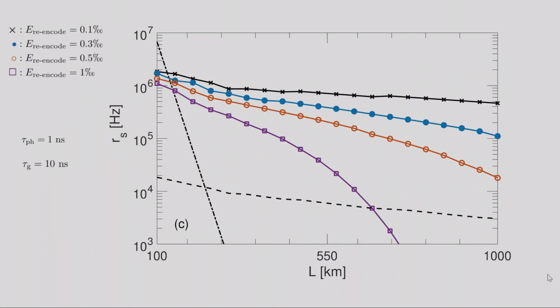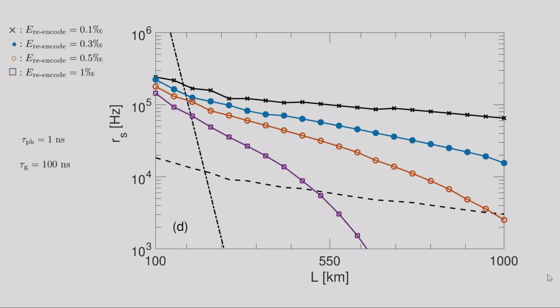The dashed line is for a two-way repeater with the same resources. You can see we can actually beat that quite nicely. And the very steep dot-dash line is just direct transmission at a high repetition rate, so we clearly win. If we increase the gate time, it changes a bit, but still we are quite comfortable.